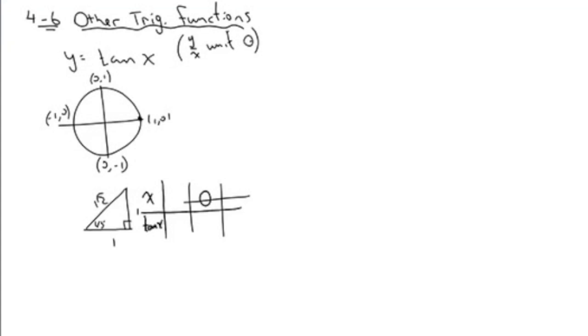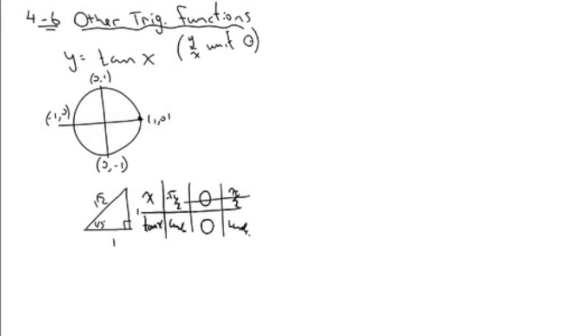So when x is equal to 0, tan x is also equal to 0. My problems come here. If I go up to pi over 2, it's undefined. If I go back to negative pi over 2, it's undefined. So the only part of the graph I'm going to be able to graph is between negative pi over 2 and pi over 2. At pi over 2 and negative pi over 2, this thing is undefined.